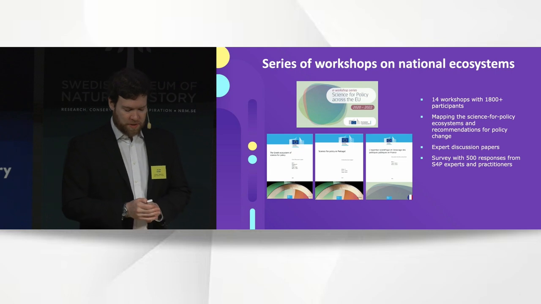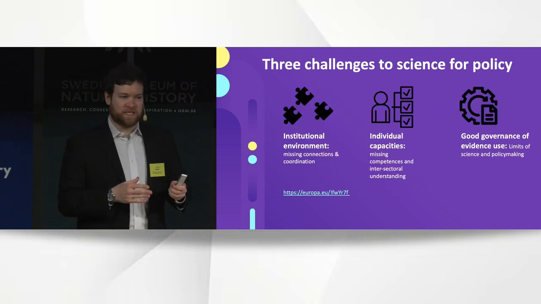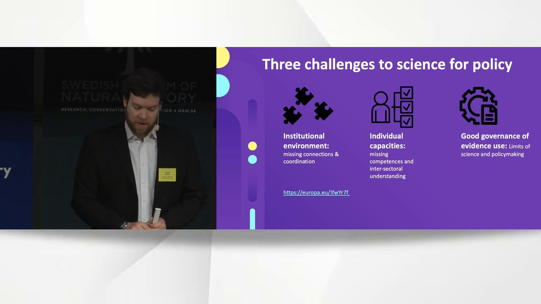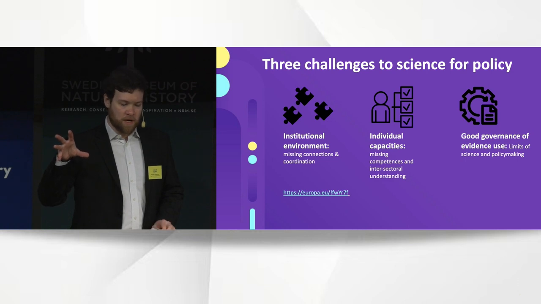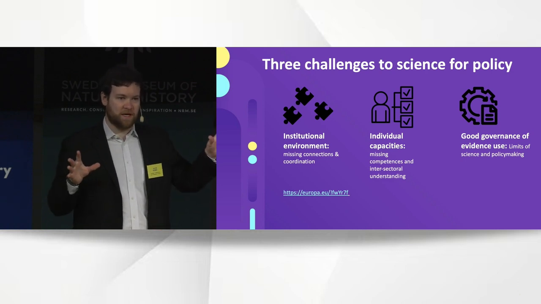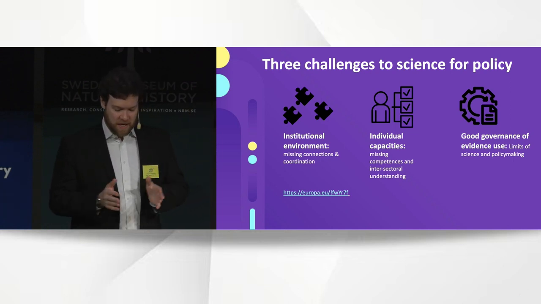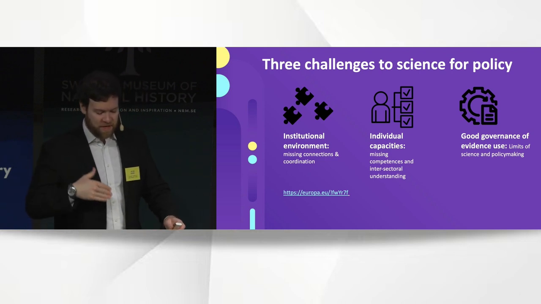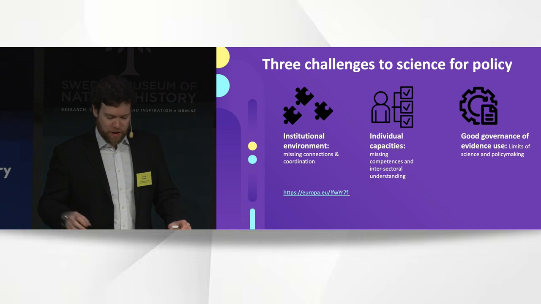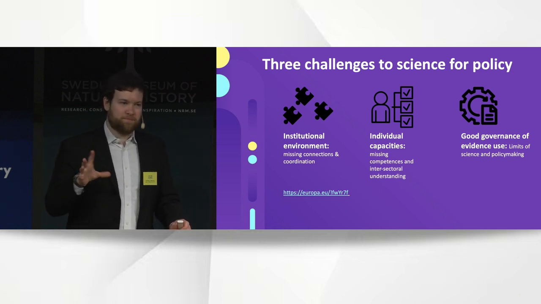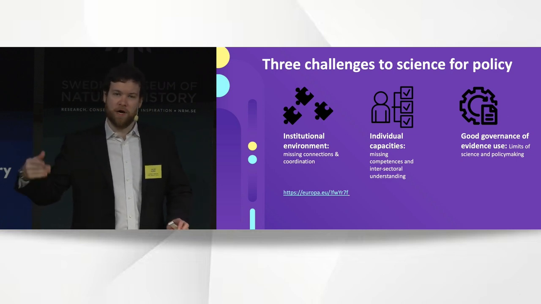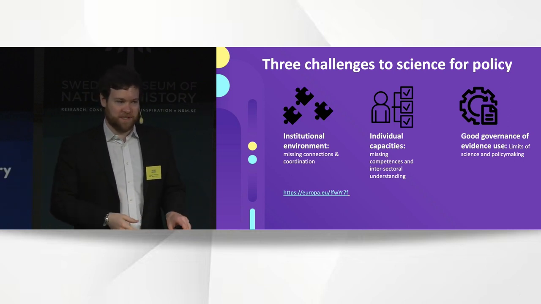And that way we understood that there are actually three aspects that are a bit different from the three I mentioned before for good science for policy. There's the institutional environment, but there's also the individual capacity of policymakers and scientists, and the group capacity of teams. And then there is something like fair use or good governance of evidence. If it's not fully clear to you what that last aspect is right now, I will explain it a bit later, because that goes back to what Gun introduced me with, values and identities.